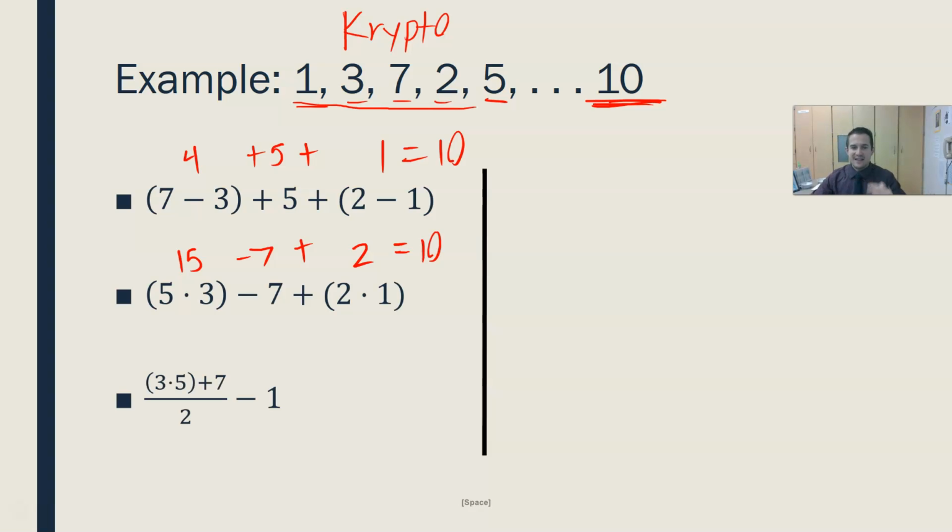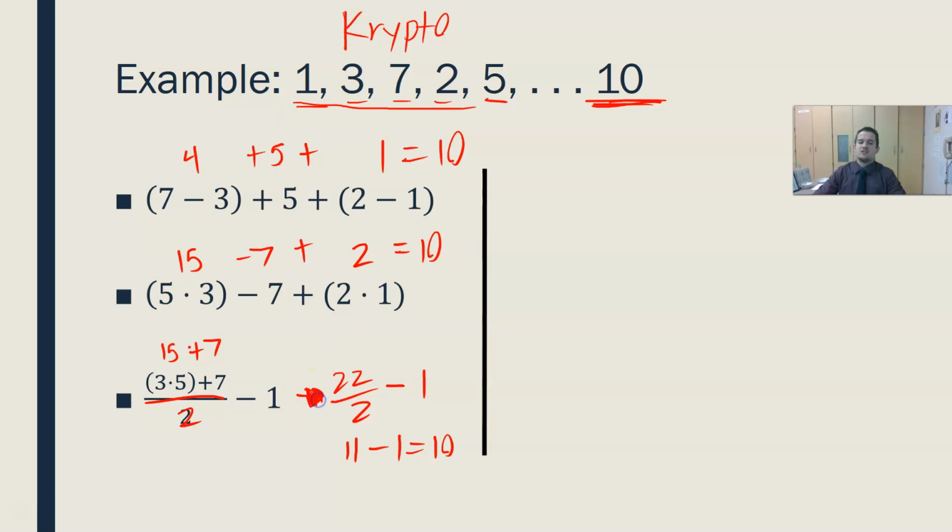Okay. Last one that I found, in this little fraction, I took 3 times 5, which is 15, plus 7, which is 22. I took 22 divided by 2, and then subtracted 1. 22 divided by 2 is 11. Minus 1 is 10. Yes! Math is fun. Math is cool. So those aren't the only ways probably that you could have done that. Maybe you came up with something different.